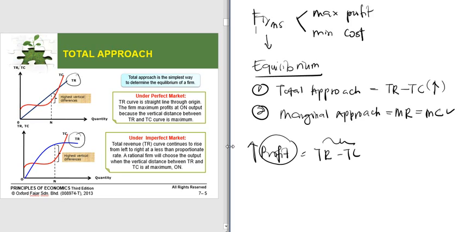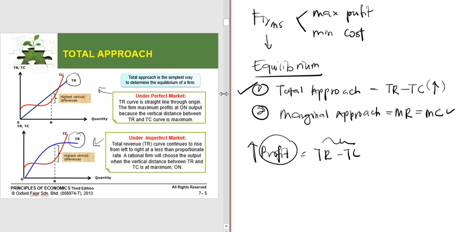So we are going to focus on the first approach, which is the total approach. You look at this slide here. We have two example graphs. One is for a perfect market and another one is for an imperfect market. You have different levels of total revenue, while total cost is basically the same. Now, where is the point that this firm will get equilibrium?